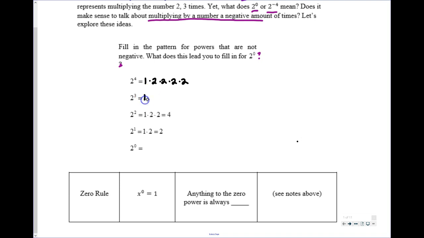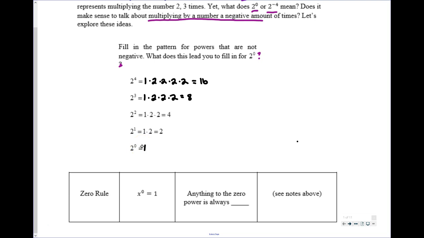Then I'm going to carry this pattern down. I've got 1 times 2 times 2 times 2 for 2 to the 3rd power, okay? And we can put what these equal. This is going to equal 8, and this is going to equal 16. Then 2 squared is 2 times 2 times 1, which is 4. 2 to the 1st power is just 2 times a 1. So that leads me to believe that 2 to the 0 is just that 1 left over without the 2, which I know is very strange. I get 2 to the 0 equals 1.